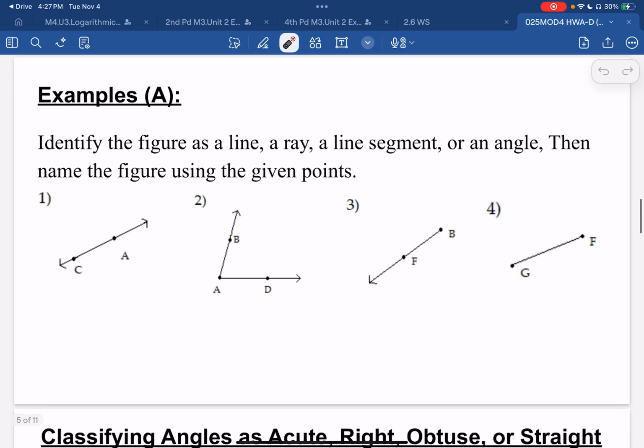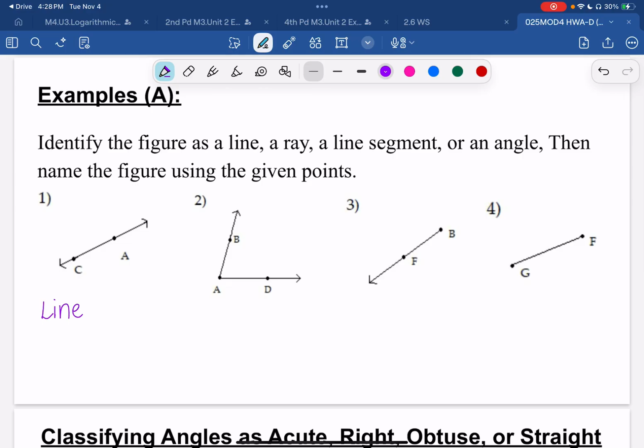So let's look at some examples of trying to label some of these figures. So we want to label these as either a line, a ray, a line segment, or an angle. So if we looked at example 1, we can see that it extends on both sides. Since we've got these arrows here and here, that tells us that this is a line.